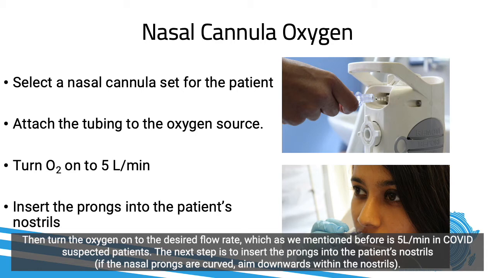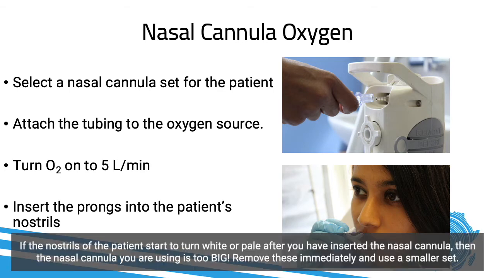The next step is to insert the prongs into the patient's nostrils. If the nasal prongs are curved, aim downwards within the nostrils. If the nostrils of the patient start to turn white or pale after you have inserted the nasal cannula, then the nasal cannula you are using is too big. Remove these immediately and use a smaller set.